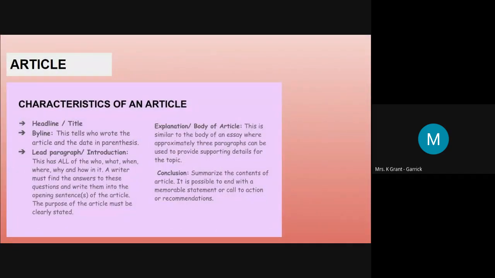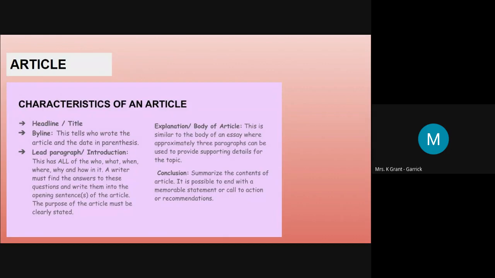Now, as we go over into article, the characteristics of an article. So your article must have a heading or a title. You must have a byline. And we know the byline basically tells who wrote the article and the date it was written. Then you have the lead paragraph or the introductory paragraph. In this particular paragraph, you want to say who, what, when, where, why, and how the topic is of relevance.